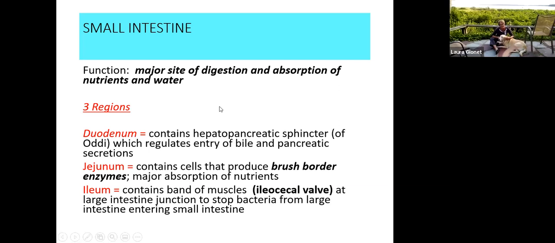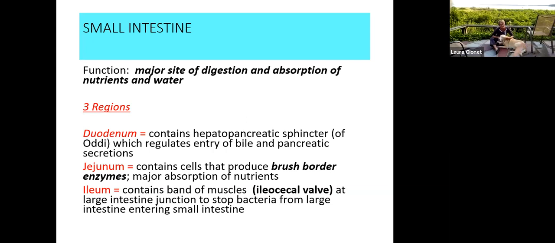The duodenum contains the hepatopancreatic sphincter, or the sphincter of Oddi, right, that regulates the passage of bile and pancreatic secretions from the bile duct system and from the pancreatic duct system, where they merge and they have a common entrance point into the duodenum.